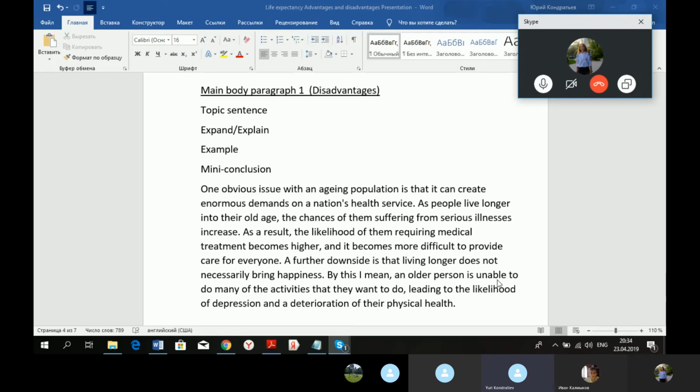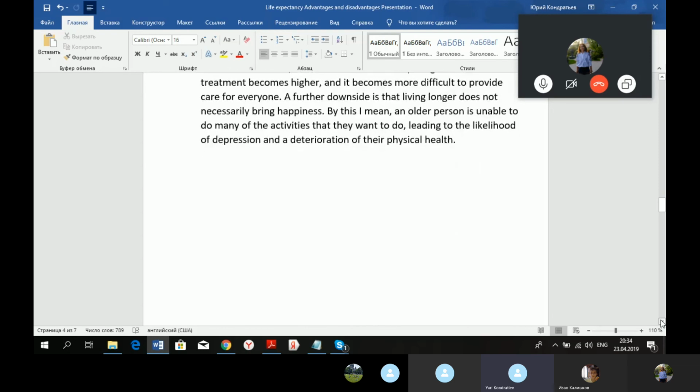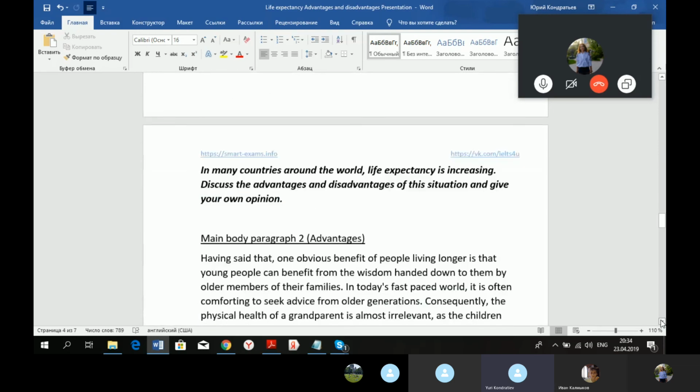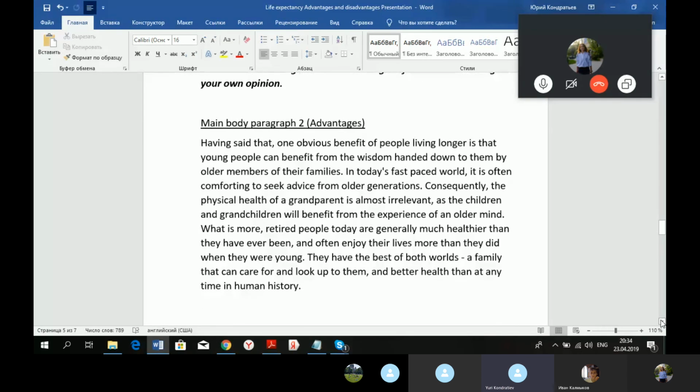All right, so for those who are finishing the first paragraph, you can copy it in the chat box. Now, moving further, there is the second main body paragraph, and here's an example of advantages.